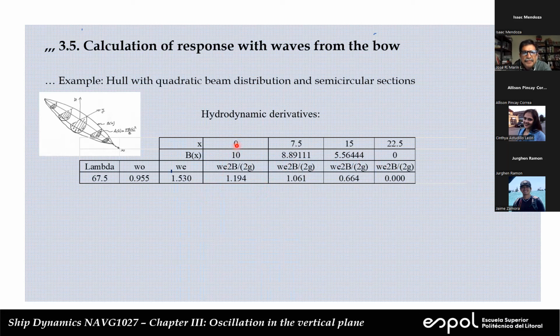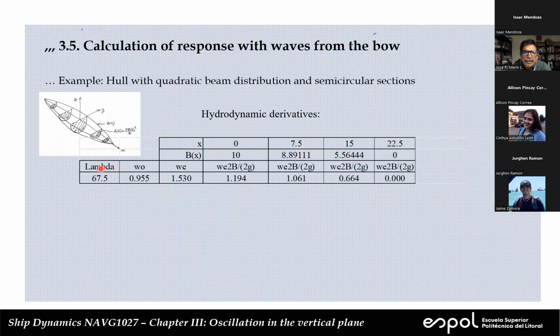So this is the X position. Remember, X0 means you are in the midship here, and then you go forward. So this is L/2. So here, I evaluated the beam. It has a quadratic variation, okay? This is a quadratic variation. You see that from here to here, the reduction is 1 point something, and from here to there, the reduction is 5.56. So this is not a linear variation.